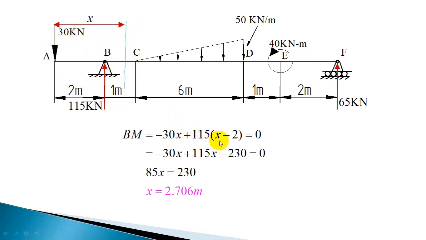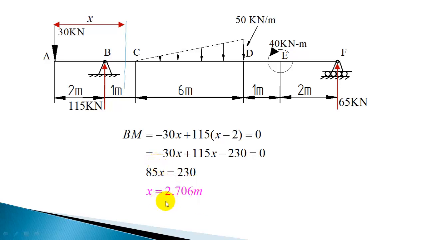So plus 115 into x minus 2. 115 into this distance, total is x, you have to subtract 2. This is producing a clockwise moment, so plus. So minus 30x plus 115 into x minus 2. That is the bending moment equation, you can equate to 0. So minus 30x plus 115x minus 230 is equal to 0, or this will give 85x is equal to 230, or x is 2.706 meter.